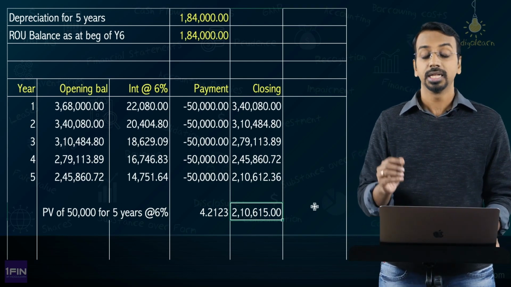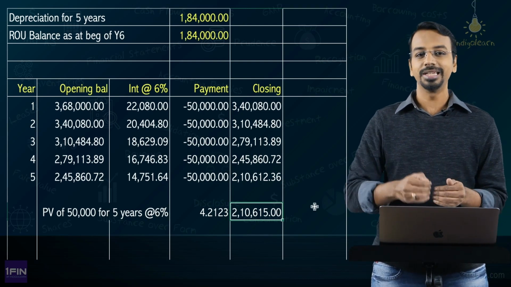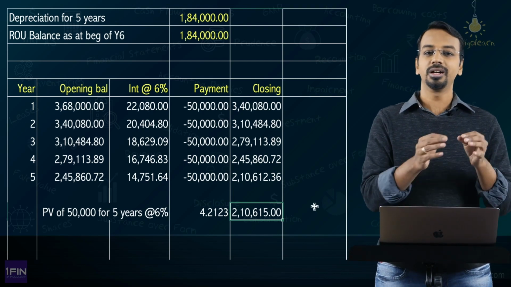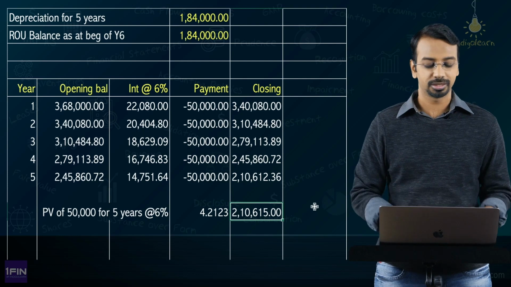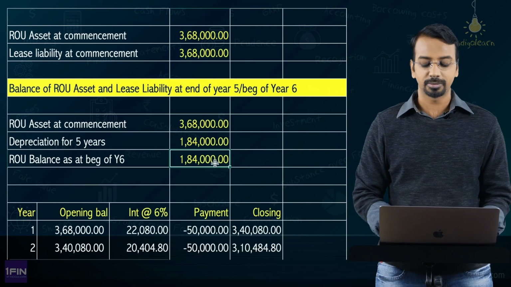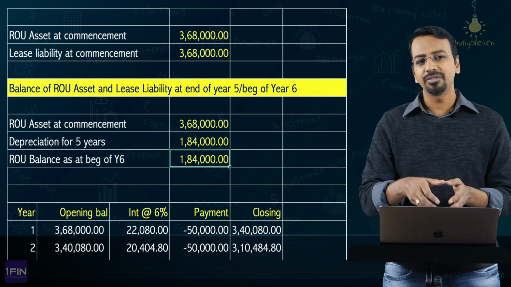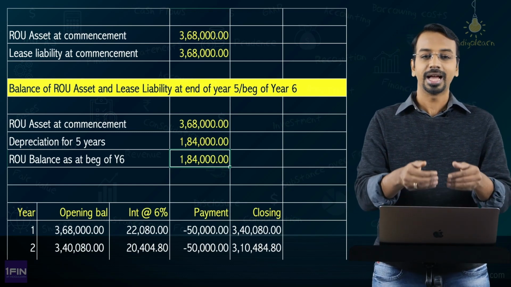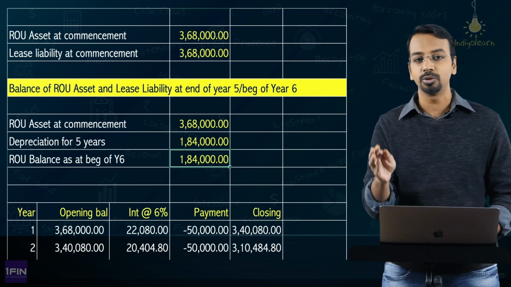It's perfectly fine. Now the most important question is, because there is a reduction in scope, we said we have to proportionately reduce the ROU asset and the lease liability. What do I mean by proportionate reduction? See, what is my ROU asset balance? My ROU asset balance is 1,84,000. I have given up 50% of the right to use that asset. Means my right of use asset has come down by 50%. So 50% of 1,84,000 I have to remove.